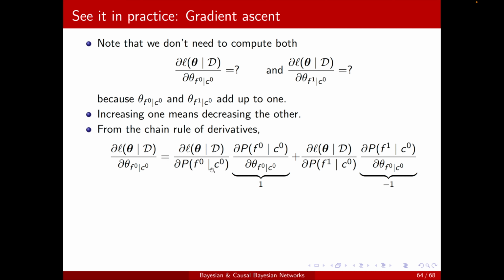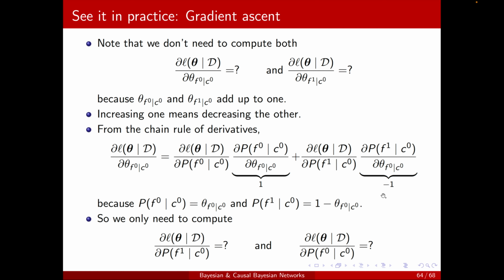So I will just make this term and the f1 term appear here. And these ones are simple to calculate. Because of the equalities that I have, the first one will simply be 1, since P of f0 given C0 is equal to the parameter. And the second one is 1 minus theta f0 given C0, so it's minus 1. Great. So I will have this equation that I can use. And I only need to calculate these other terms that I have written here.